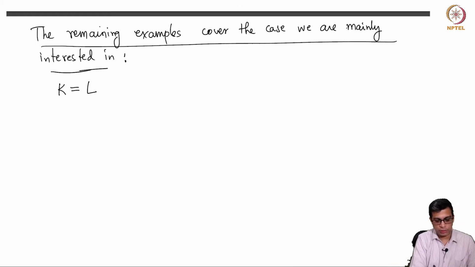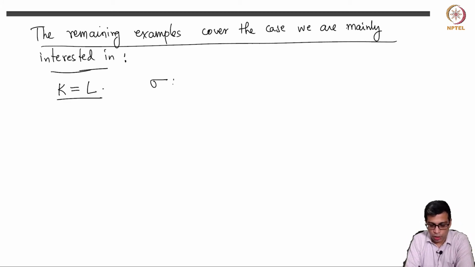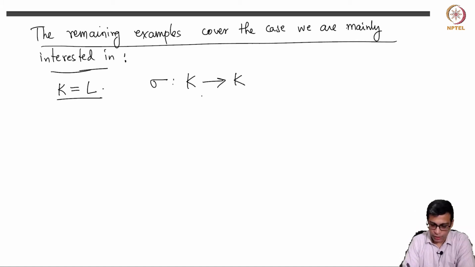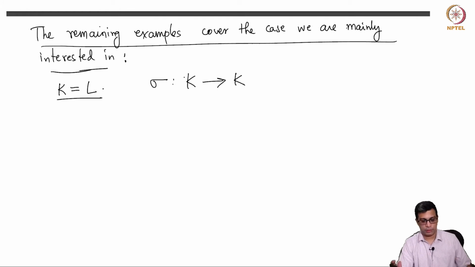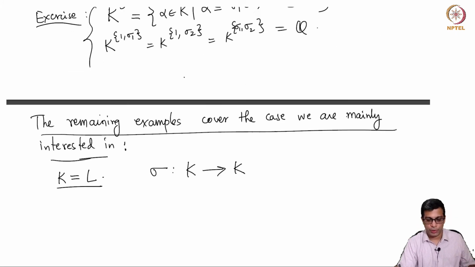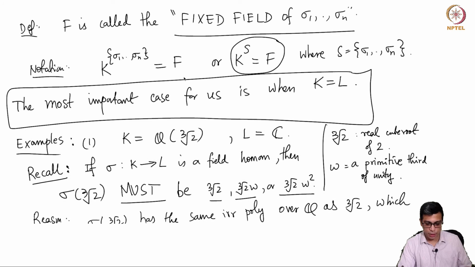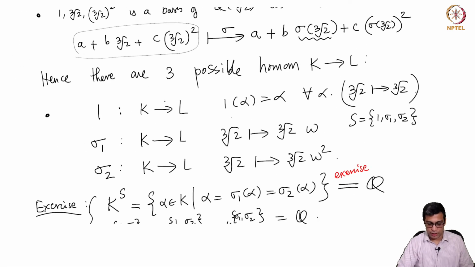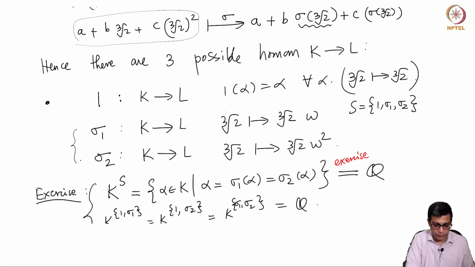So the main case that we are interested in is when K equals L and all homomorphisms are from K to K. I'll not use the letter L, I'll just call it K. So this is the main case that we are interested in. If you look at the previous example, when K is Q adjoin cube root of 2, if you want the target space to be also K, then these are not going to be available for us.